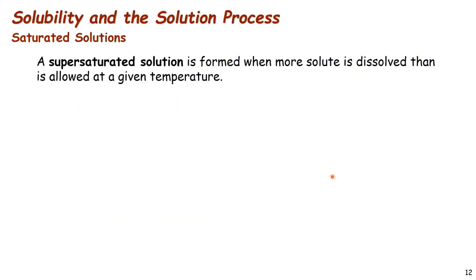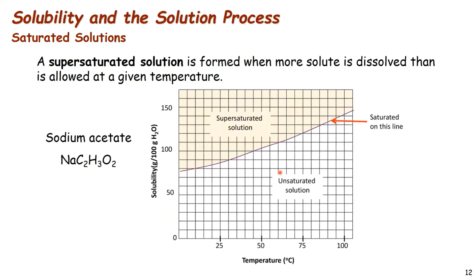Okay, now some salts can actually form an unstable solution called a supersaturated solution. Well, what is that? Let's look at sodium acetate, for example. This graph is not in your notes, because some things aren't that important that they need to be in your notes. Here is a graph for sodium acetate. This is just a salt, and this line here represents the saturated solution.